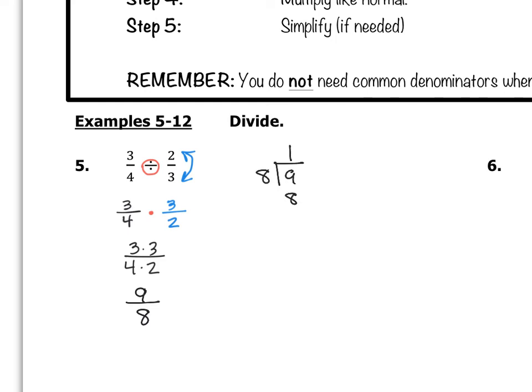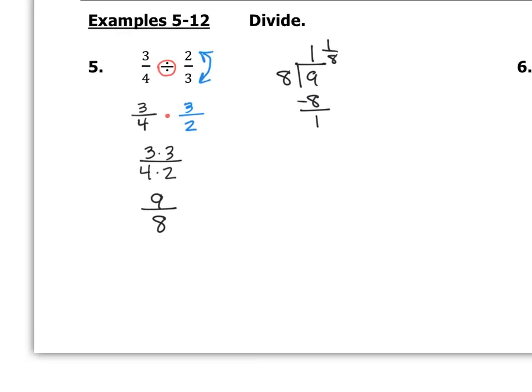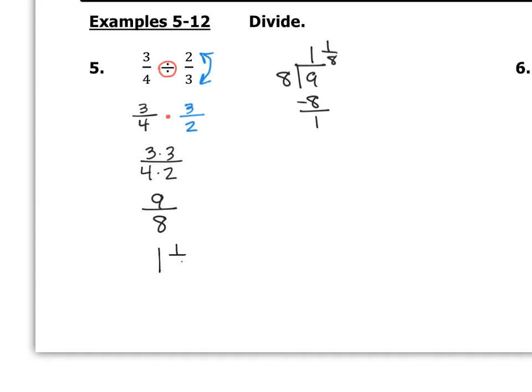That will go in one whole time, and I'll get a remainder of 1. So this becomes 1 and 1/8. I can't simplify 1/8 at all, so that would be my answer to this problem.